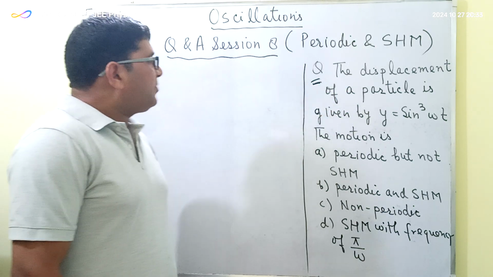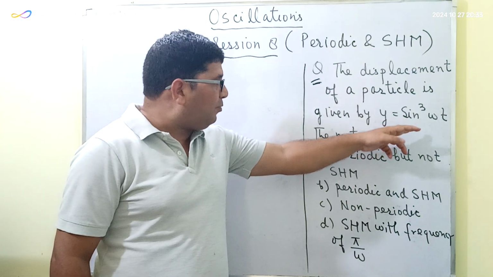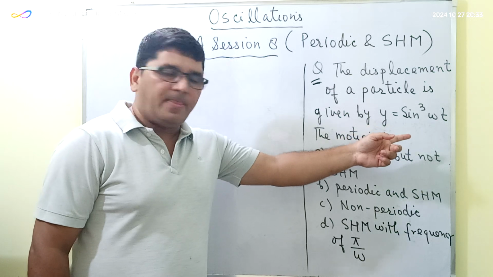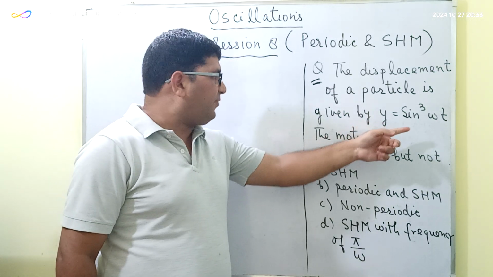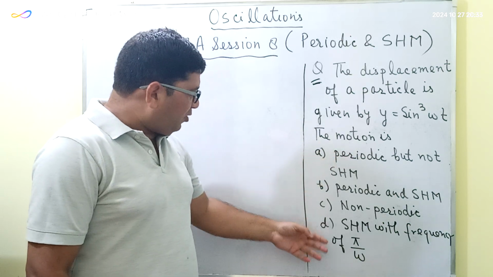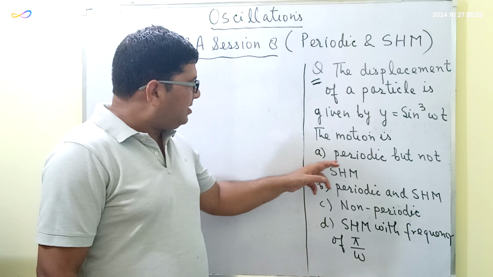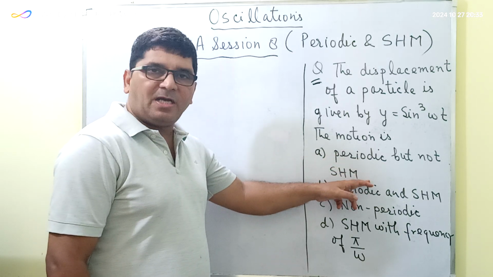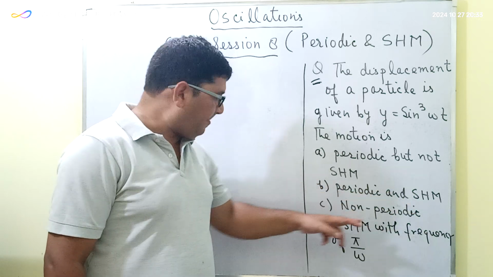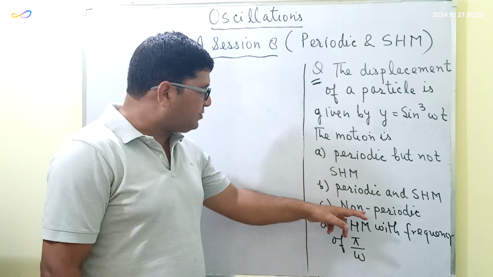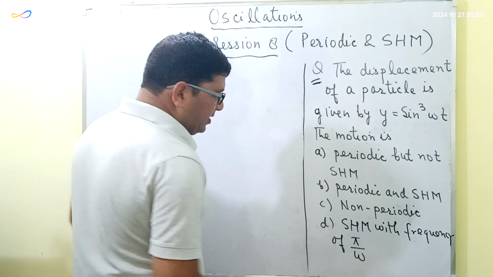The question here is, the displacement of a particle is given by y is equal to sine cube omega t, where omega is the angular frequency and y is the displacement of the particle at any moment of time. So the motion is, there are four options here and we have to find the correct one. The first option is, the motion is periodic but not simple harmonic. The second option is, the motion is periodic and simple harmonic motion. The third option is that the motion is non-periodic, and the fourth option is that the motion is simple harmonic motion with a frequency of pi by omega.